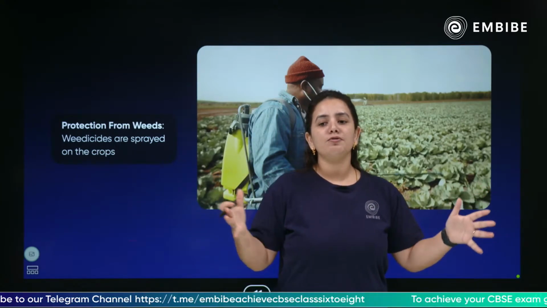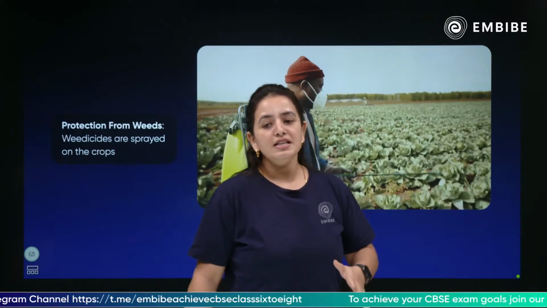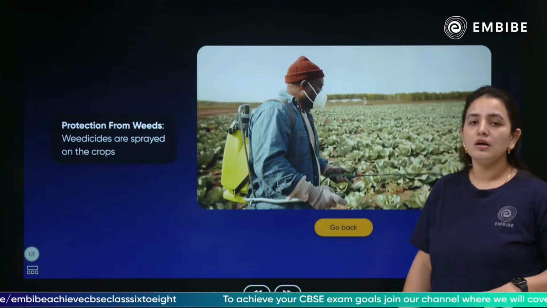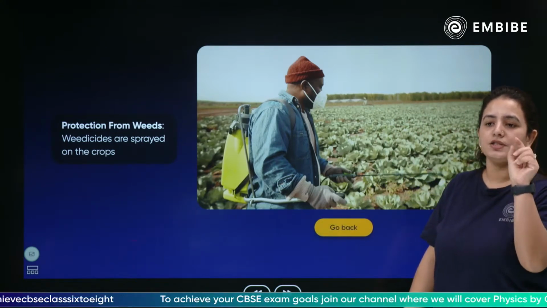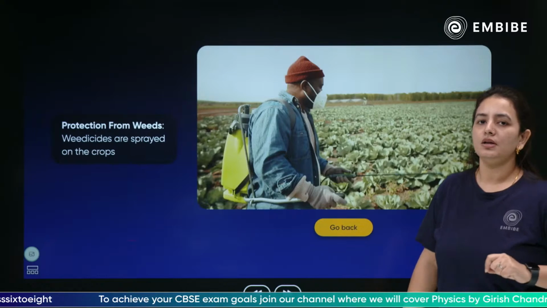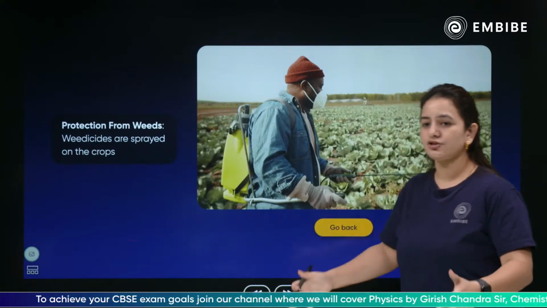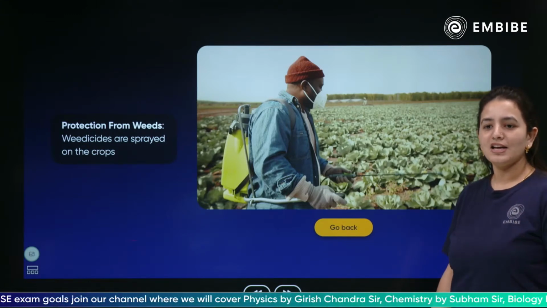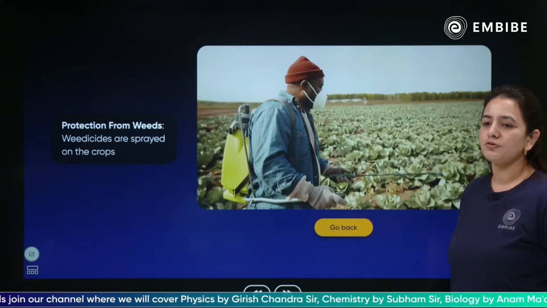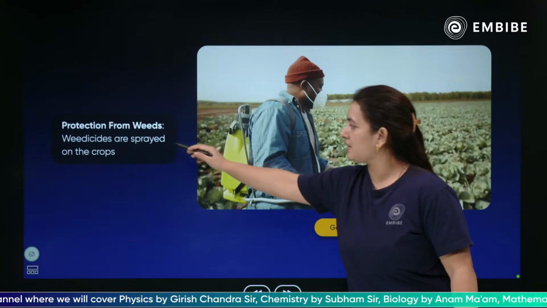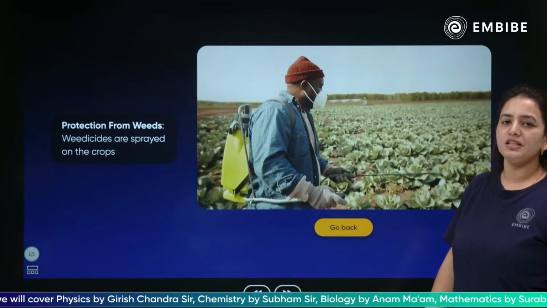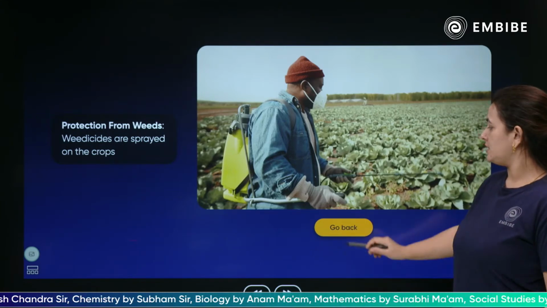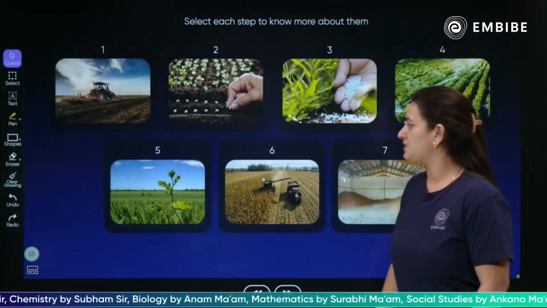So, what do farmers do? Farmers tend to spray some weedicides. Weeds are basically small plants which try to eat the crop, basically extra plants. In Hindi, what you call jungly plants. So, to keep the weeds away from the plants, we spray the weedicide which stops the growth of the weed plants around the crops. This is the fifth step.